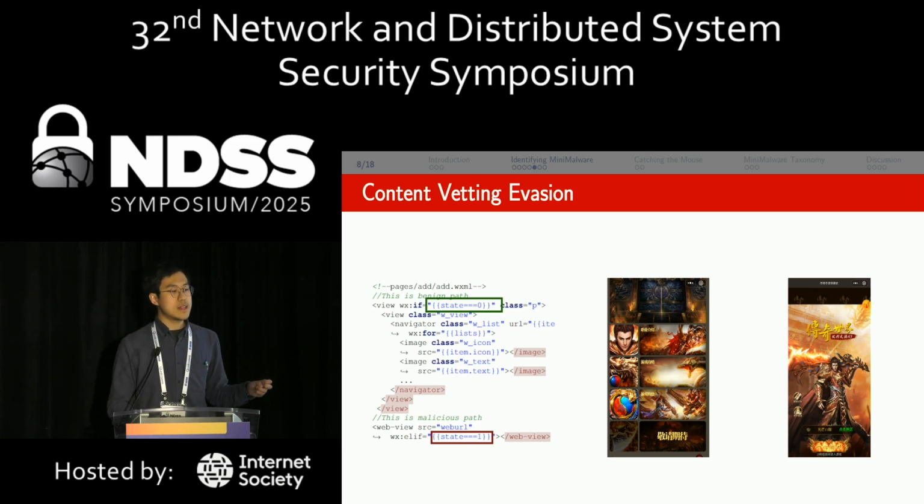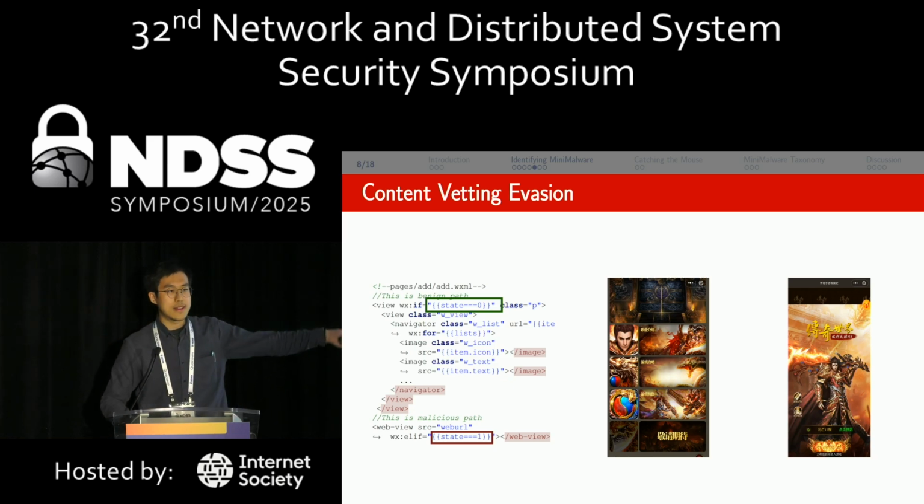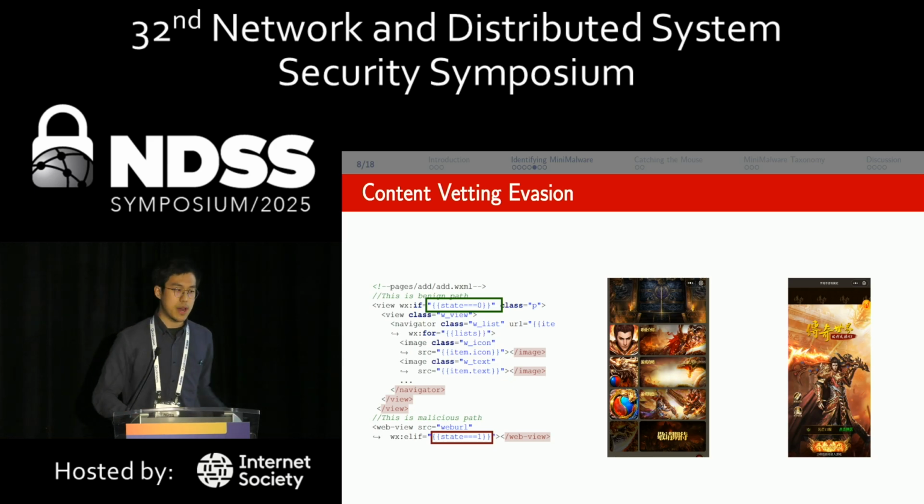When they're being vetted, it's set to 0. And after it's been vetted, of course, developers know the mini apps were successfully vetted. They just change that variable to 1, and it can provide those things. So the vetting is completely bypassed.